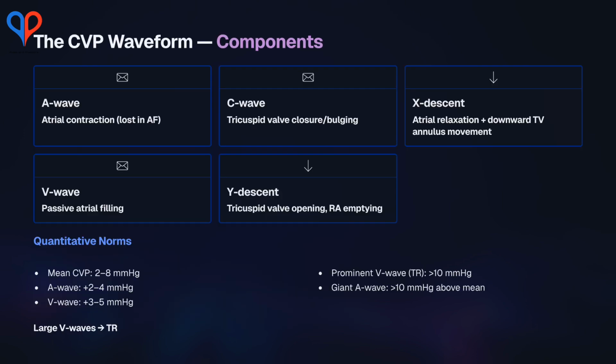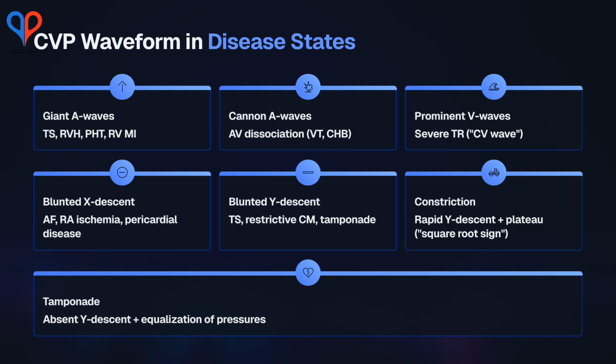Abnormalities include large V waves greater than 10 millimeters of mercury in tricuspid regurgitation, giant A waves greater than 10 millimeters of mercury in tricuspid stenosis or RV noncompliance. Understanding these values allows clinicians to quantify disease severity. Waveform patterns reveal disease states. Giant A waves suggest tricuspid stenosis, RV hypertrophy, pulmonary hypertension, or RV infarction.